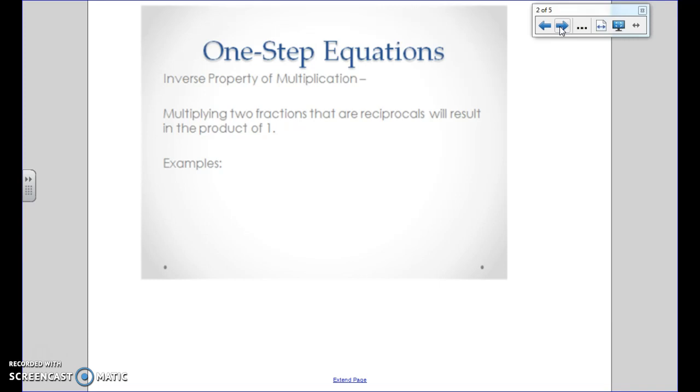We've talked about the inverse property of multiplication before. It says that if you have a fraction and its reciprocal, and you multiply them, their product will be 1. Maybe you don't remember what a reciprocal is, so let's do a quick example. If 2/3 was my fraction, its reciprocal, or its inverse, those two words can be interchangeable, would be 3/2. And the reciprocal of 3/4 would be 4/3.